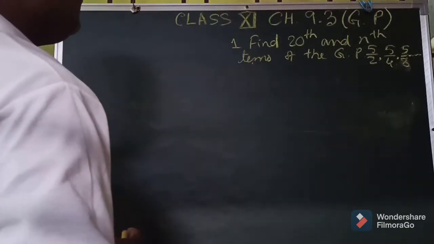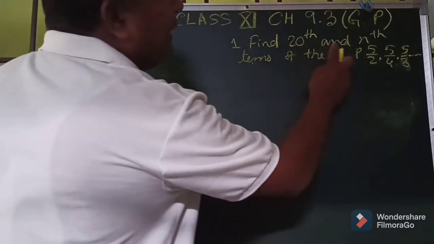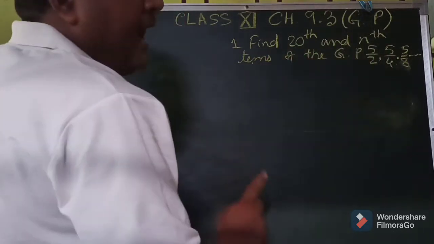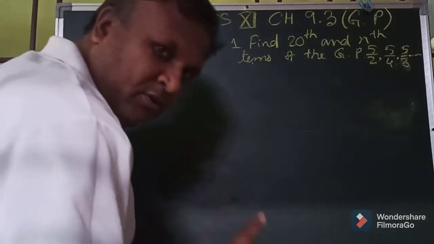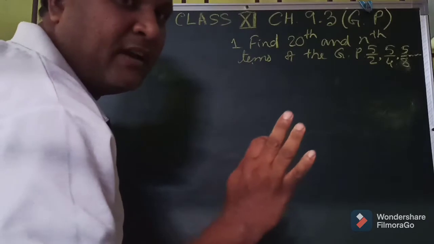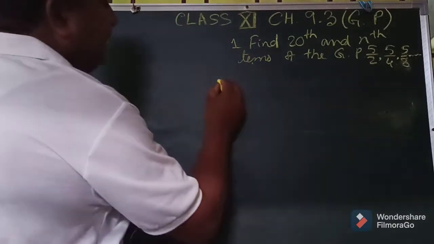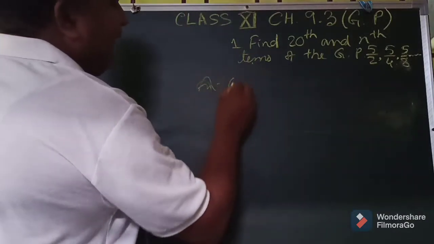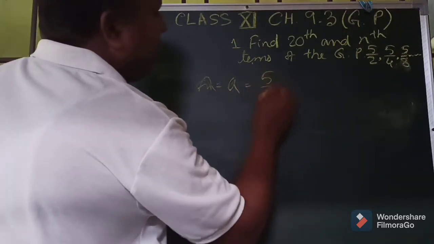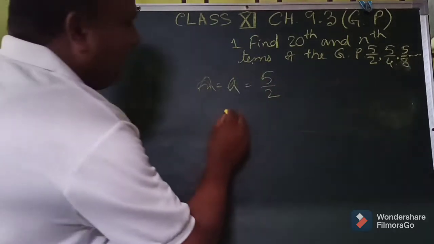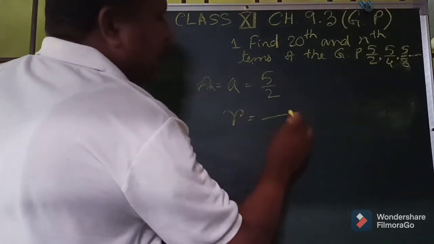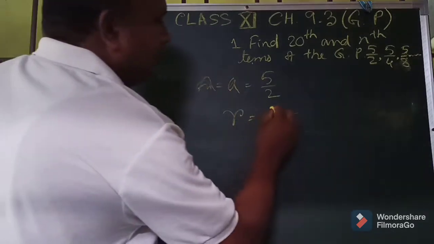The first question is: find the 20th and nth terms of the GP. Here R is called the common ratio. Let's see how you will find out R. See what is given here. This is the first term. A means what? 5/2. And how do we find R, the common ratio? Common ratio is the second term by the first term.